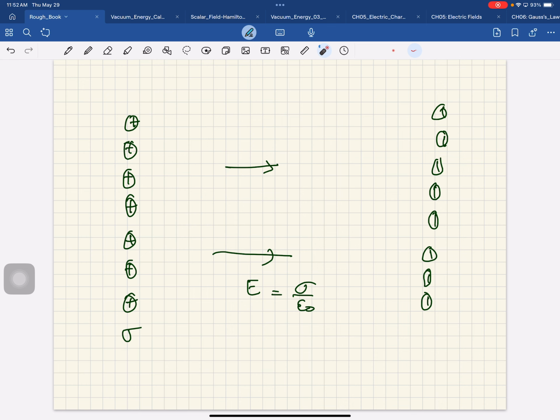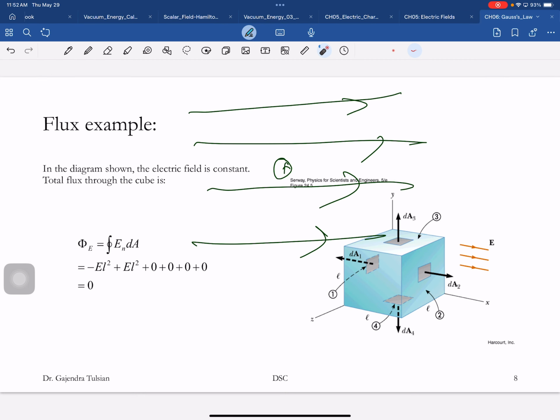So that's what this is showing. The net flux through this thing is zero. So in a uniform field, the net flux through that cube is zero. Now you can just move the cube around anywhere and conclude that there's no charge anywhere in this room.